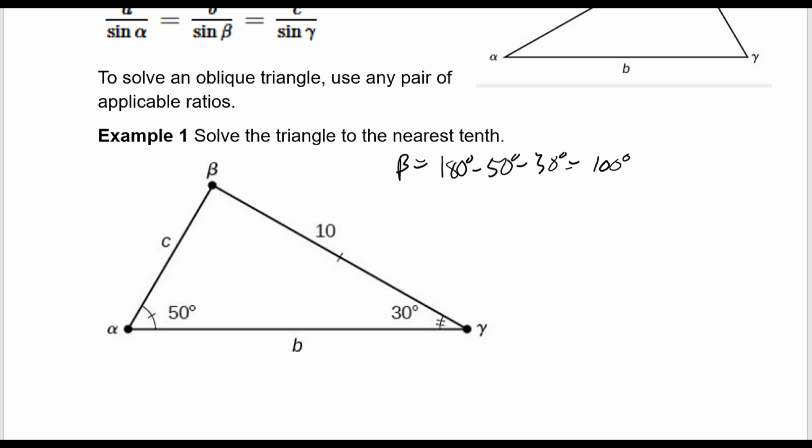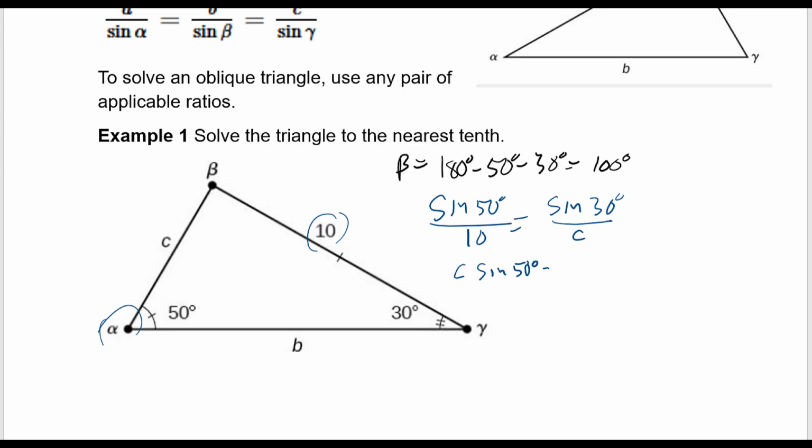Now, I guess pick one. Let's pick the smallest. This doesn't really matter. I'll pick, okay, we know 10 and alpha. So we can say sine of 50 degrees over 10 equals sine of 30 degrees over C. Then we can cross multiply, so C times sine of 50 degrees equals 10 times sine of 30 degrees.